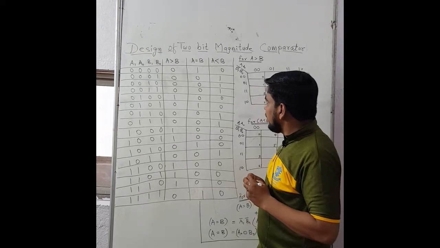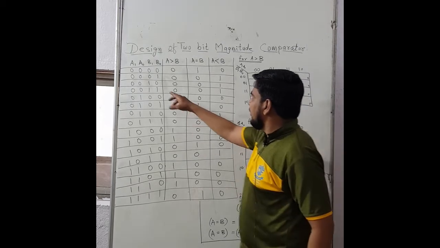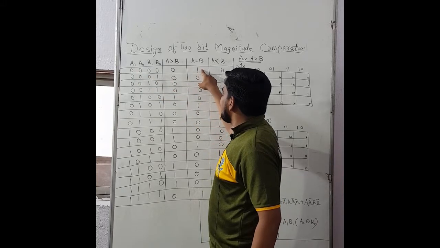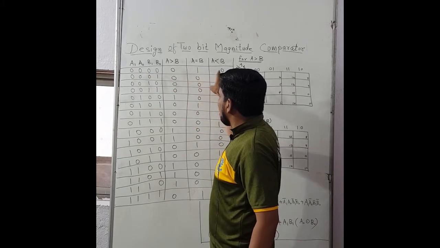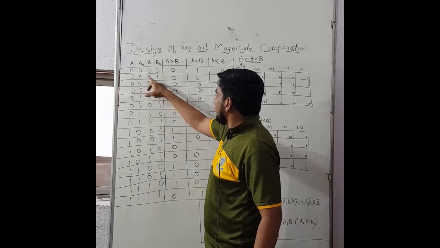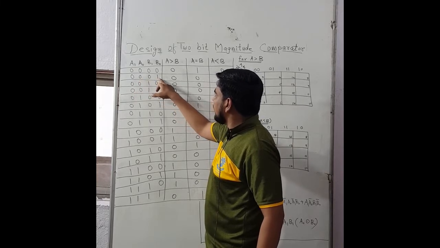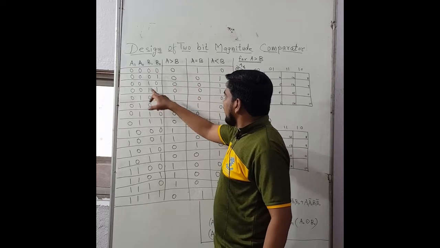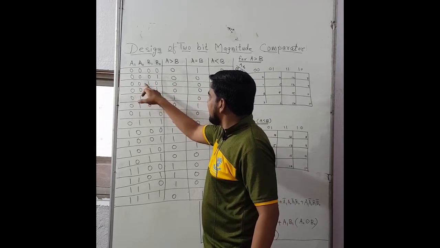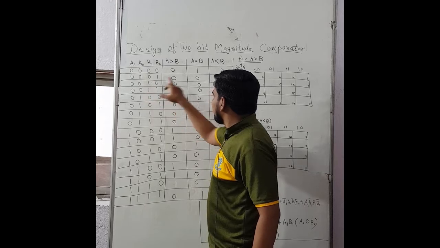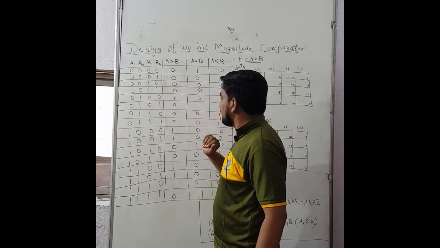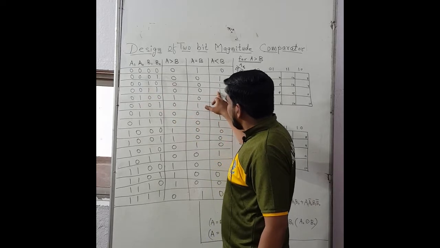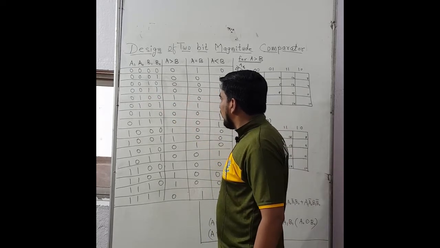Now we will see the first condition: 0 0 is equal to 0 0, both are equal. So A is equal to B is high, remaining all are low. Here in this condition 0 0 is less than 0 1, means B is greater, remaining all are low. In this condition again 0 0 is less than 1 0. So B is greater, remaining all are 0. Next condition, B is greater, remaining bits are off.